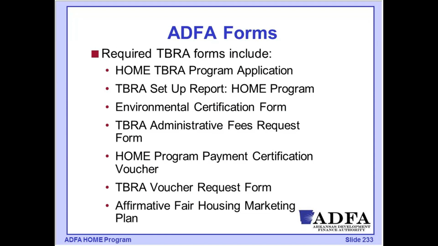I mentioned before that environmental review is required, and so our environmental certification form has been provided for TBRA. There is an admin fee request form, which the recipient would use to request reimbursement. And then there's a program payment certification voucher form and a TBRA voucher request form that would be utilized as part of requesting and receiving payment. Keep in mind that the affirmative marketing fair housing plan would apply to your tenant-based rental assistance program, and that would be part of your files for this program.